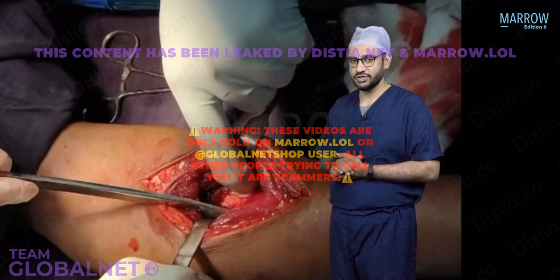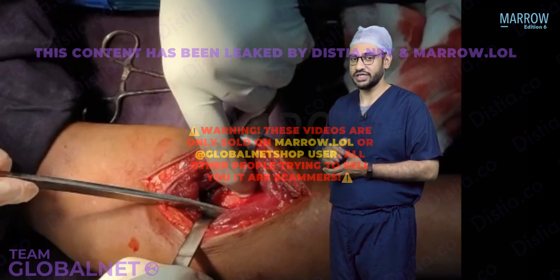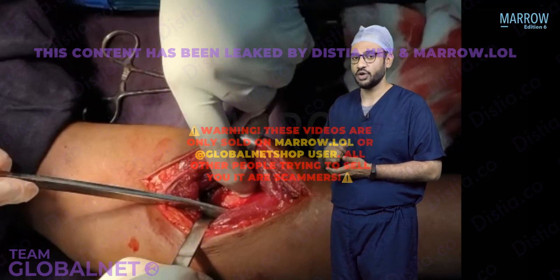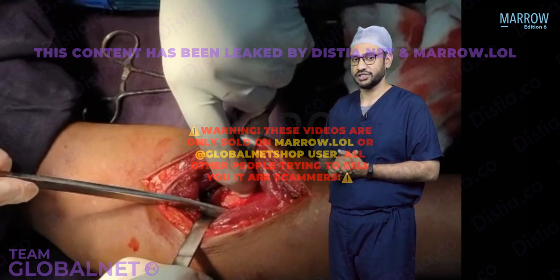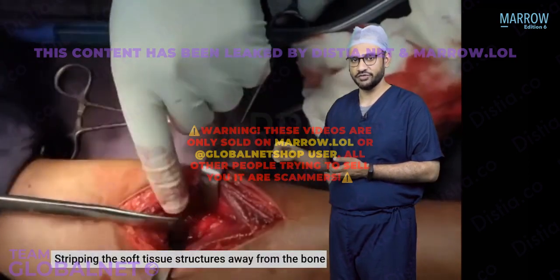Sometimes there is periosteum between the fracture sites. Sometimes there is an interposing muscle or other soft tissue that needs to be removed or moved away from the fracture site. We use a periosteal elevator or a Bristow to move away those structures between the fracture fragments. Now you can clearly see that we are stripping the soft tissue away from the bone.